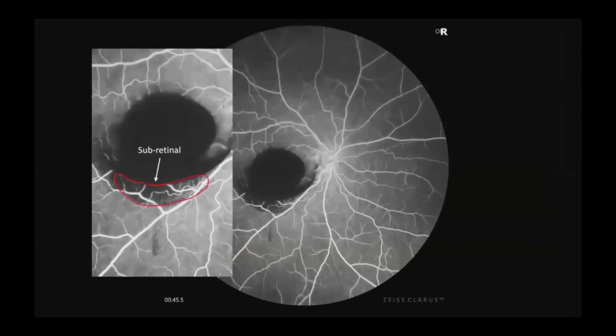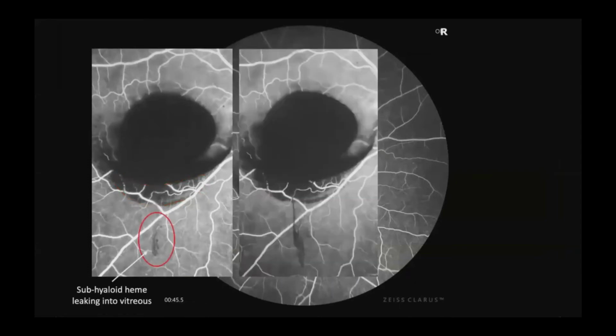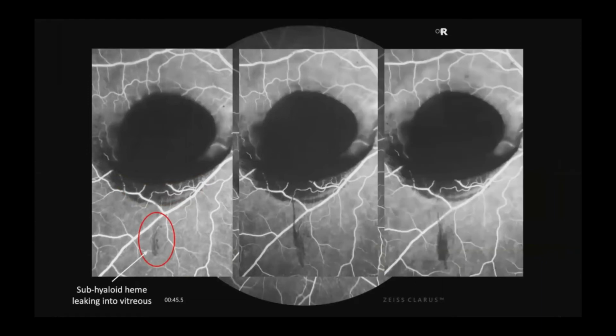On angiography, we're able to see the subretinal blood here. Though you can see the hemorrhage, you can also see the blood vessels clearly overlying it, indicating its location underneath the retina. This is in contrast to the sub-ILM and subhyaloid blood, which is blocking the retinal architecture. And interestingly in this case, the subhyaloid heme is actually leaking out into the vitreous, and you can watch that shadow dripping out on the angiogram, which I think is really interesting.